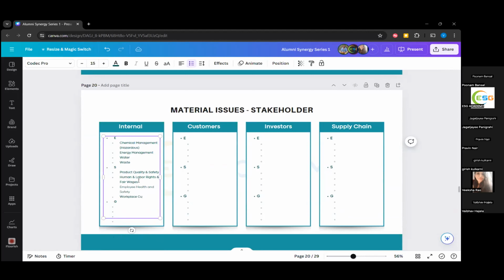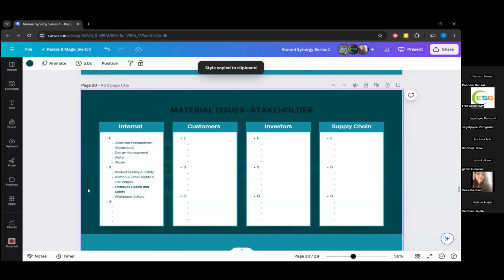Then product quality and safety is very important for us. We have mentioned it. I've listed it. Yes. Human rights mentioned, employee health and safety mentioned. Okay, so 4 points have come. Great. Okay.